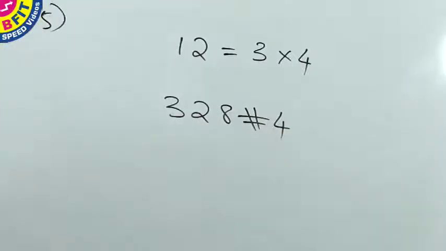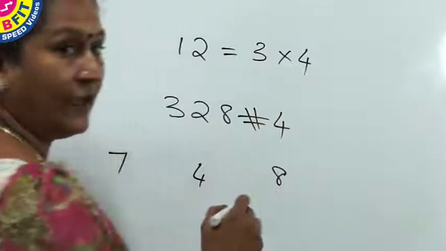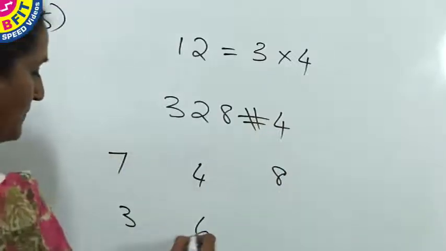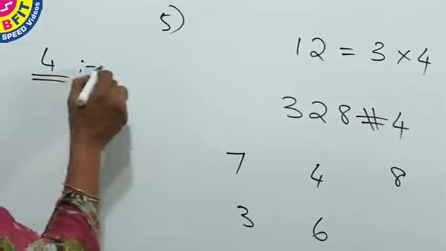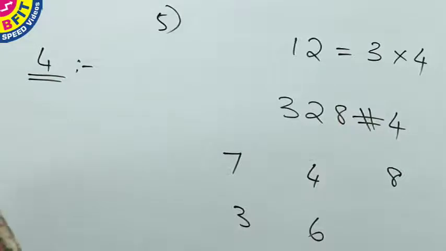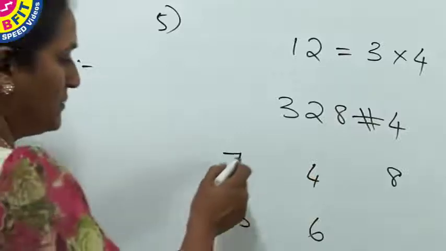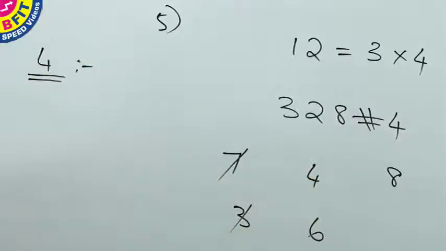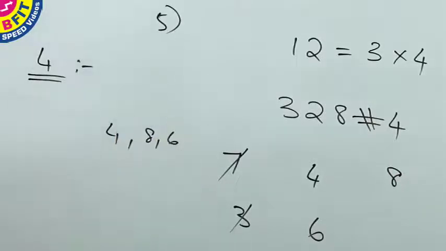For this type of questions, we can proceed from the options. We have the options 7, 4, 8, 3 and 6. This number should be divisible by both 3 and 4. So first we'll check for 4. For a number to be divisible by 4, the last two digits should be divisible by 4. When you check the options, these two options are ruled out. So you can have either 4 or 8 or 6 in place of hash.